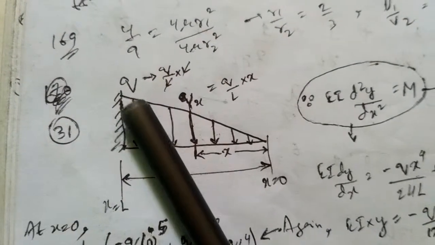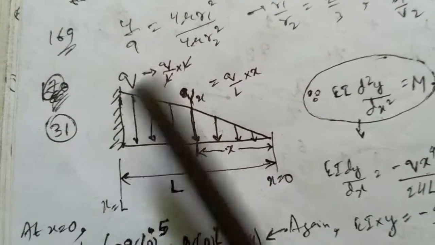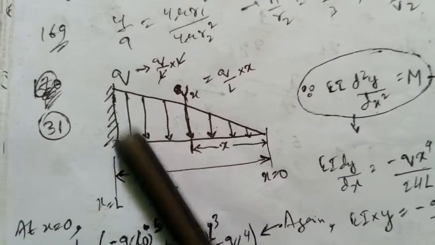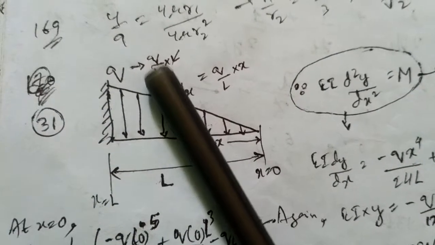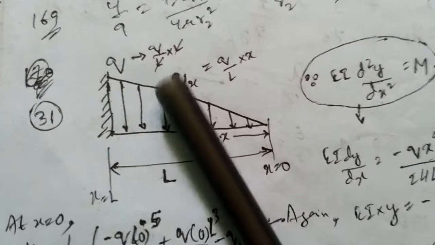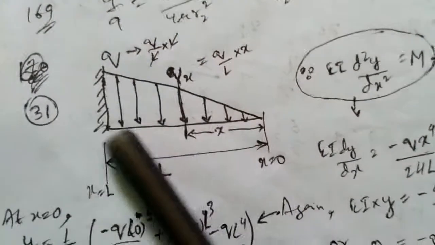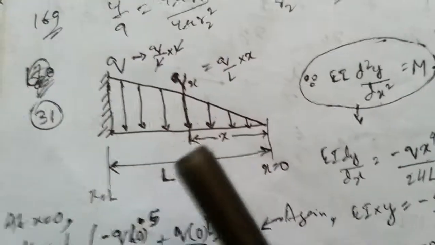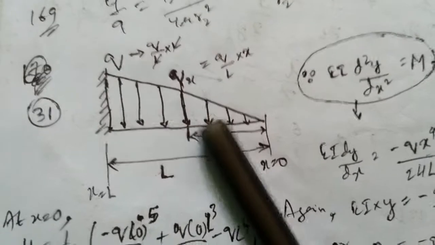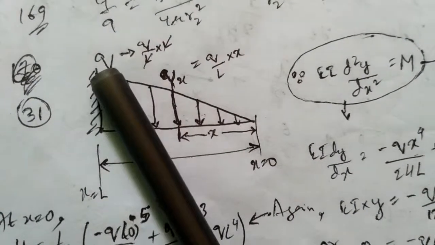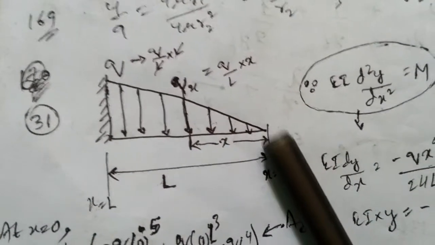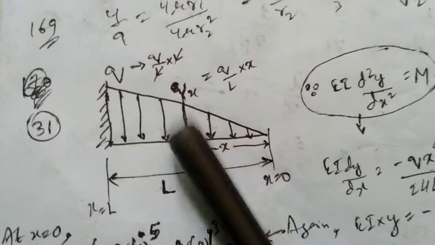It is uniformly increasing, and the maximum load is q, where q is the load per unit length. So qL for the total length, so it will be Q. So let's take an arbitrary distance for a small section. We will find the deflection and then integrate over the whole length to get the total deflection. This is the free end, and we need to find the deflection at this end.